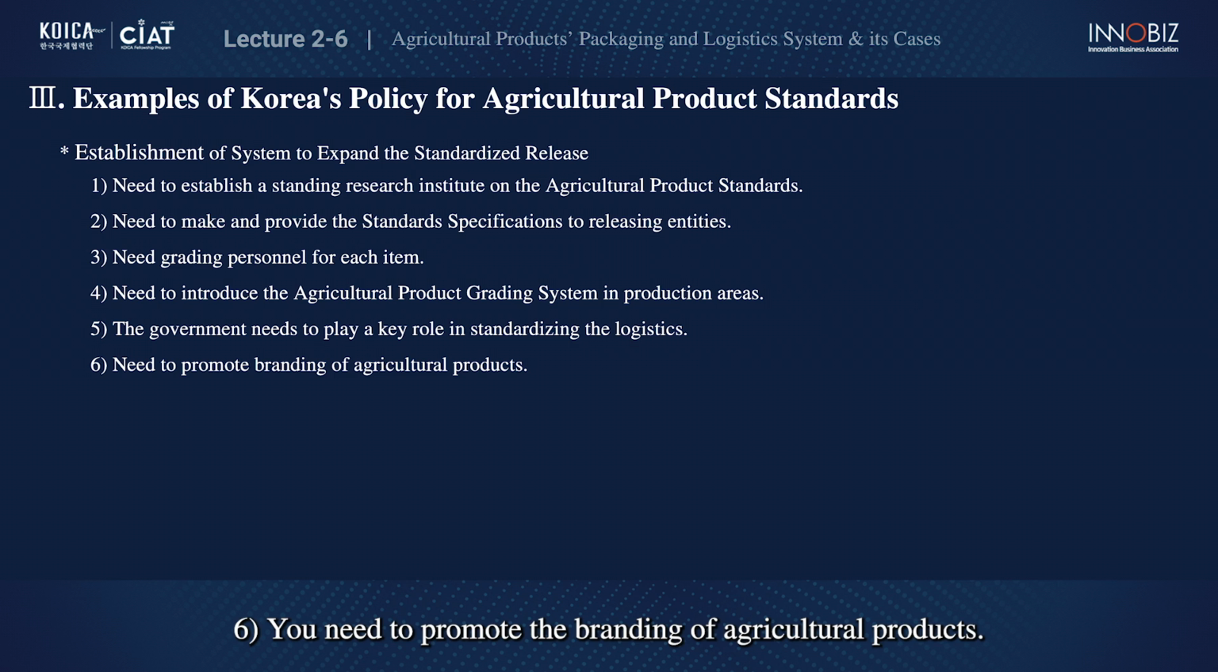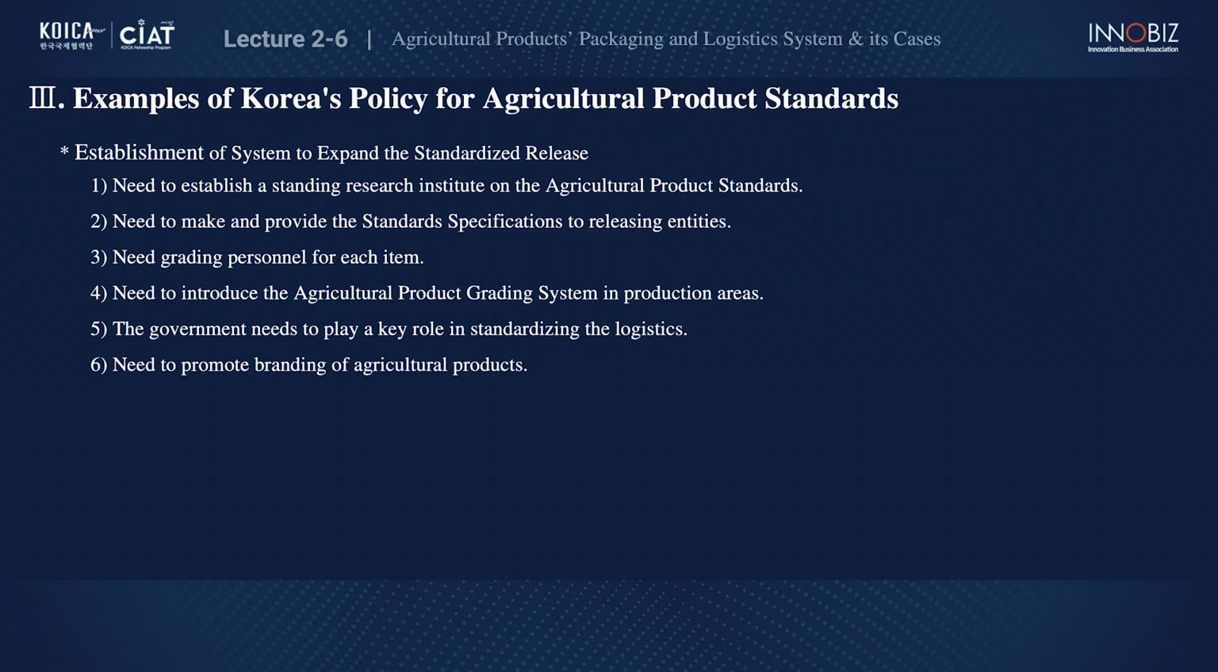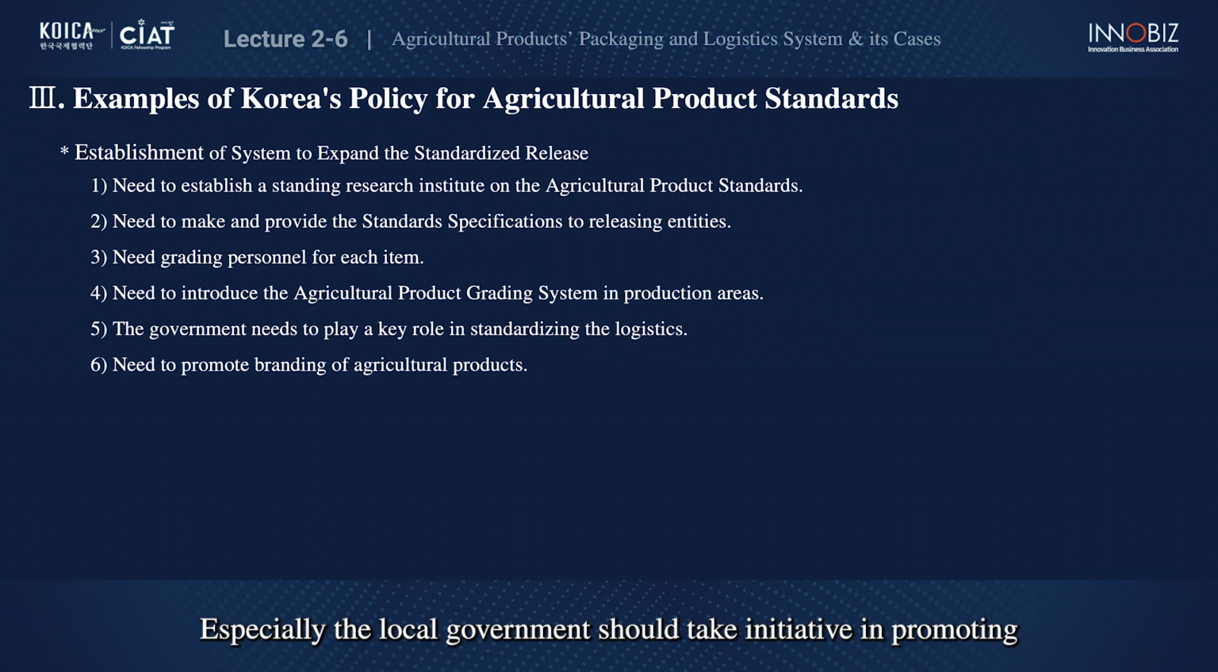You need to promote the branding of agricultural products. To improve the marketability of agricultural products, you need to promote product differentiation and branding along with standardization policies. Especially, the local government should take initiative in promoting product differentiation and branding to develop local specialties.